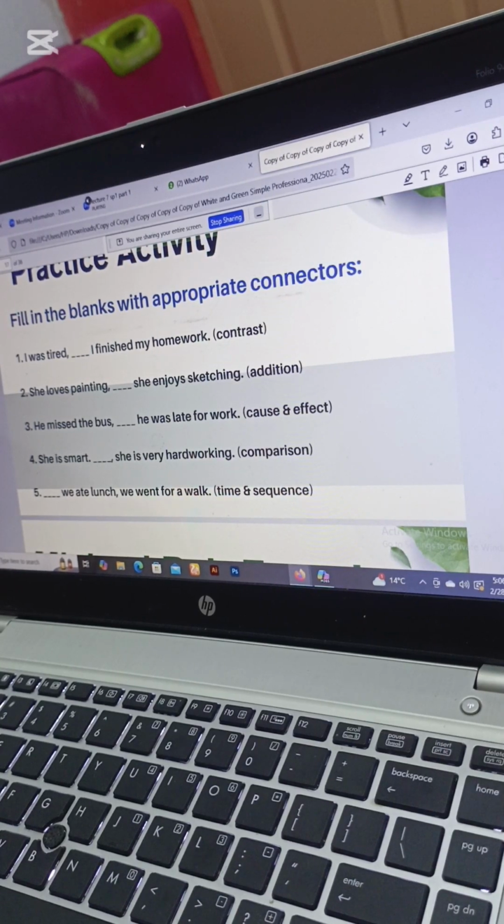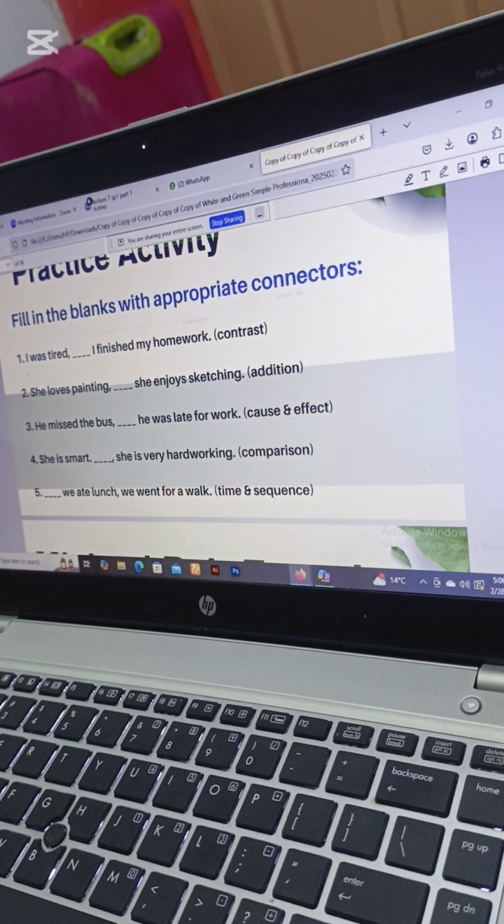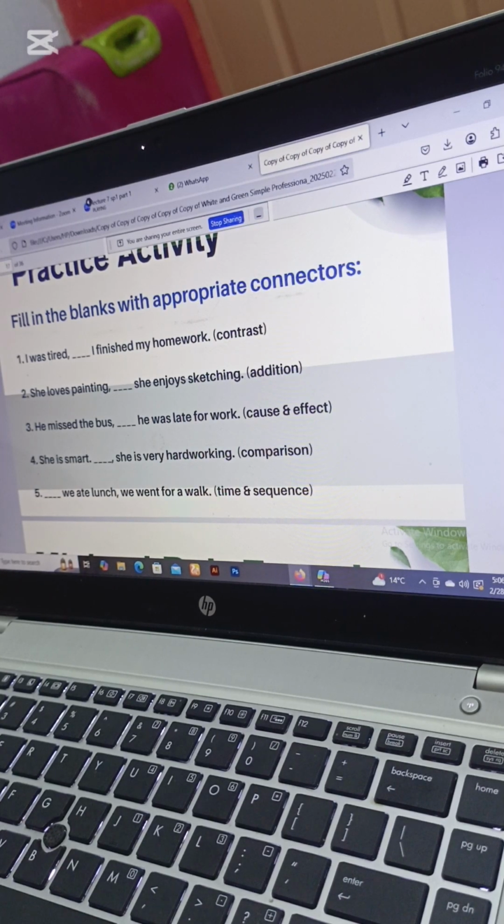So were there any connectors that you didn't know of before, or do you already know them? Yes, I was mixing something with someone else, and I came to know the real picture of this slide.